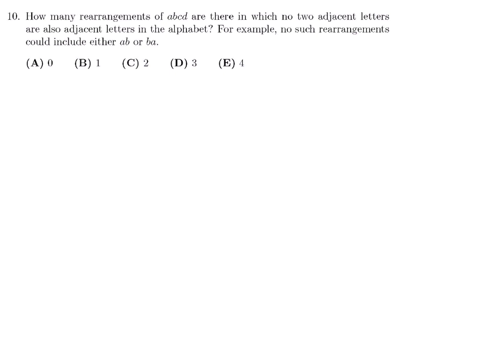How many rearrangements of ABCD are there in which no two adjacent letters are also adjacent in the alphabet? For example, no such arrangements could include AB or BA. So what are they saying here? They're saying that nothing of this kind is allowed. No AB, no BC, no CD. And similarly, the reversals are not allowed, CB or DC.